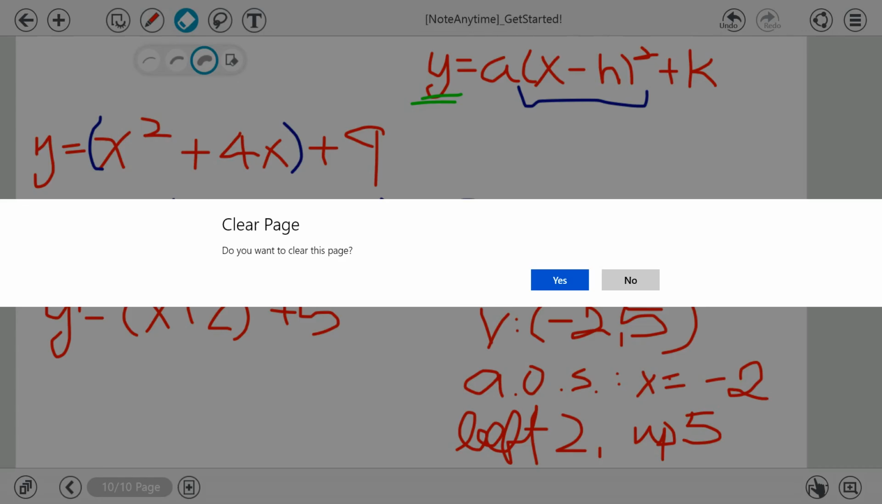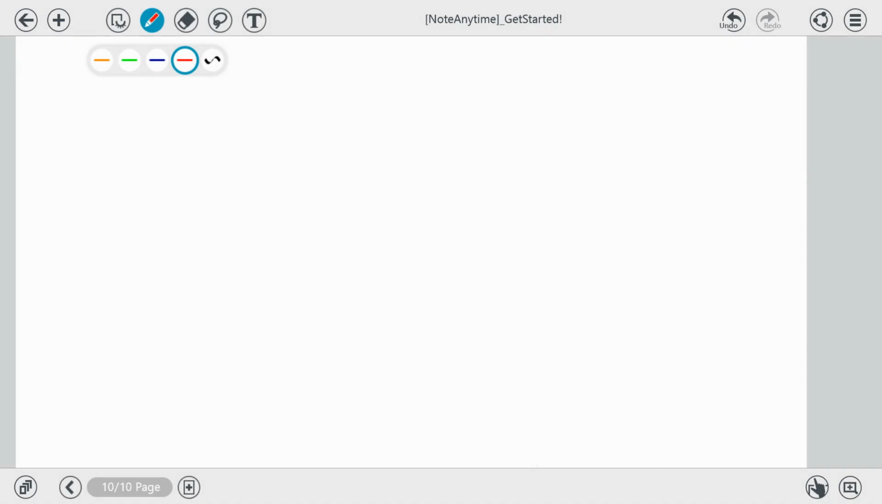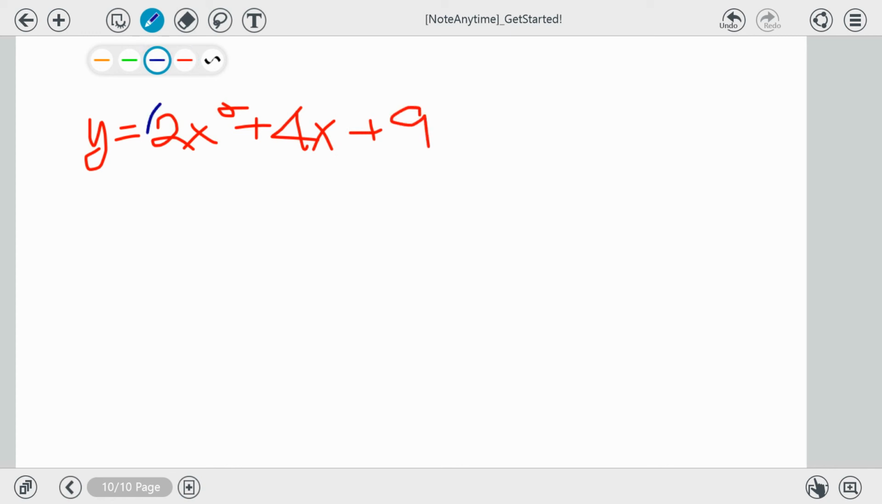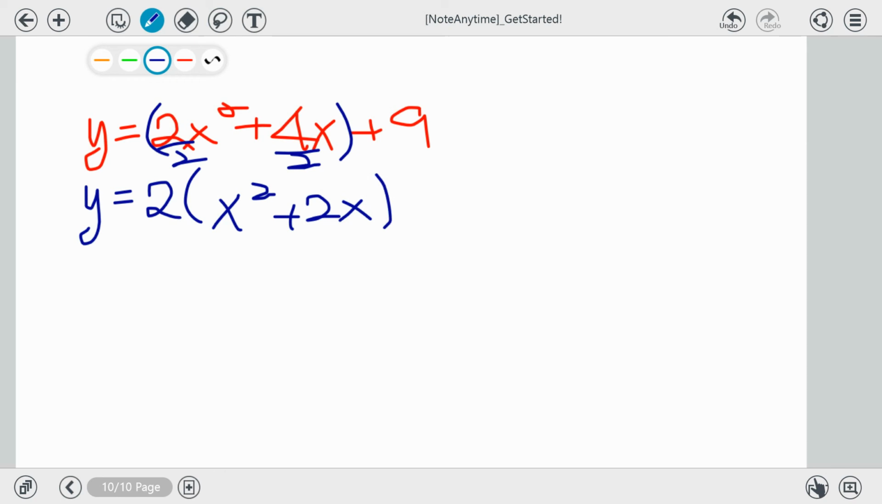Now let's look at the ones with a. So how about this? y is equal to 2x squared plus 4x plus 9. This time we have 2 outside. The procedure is the same, with the exception that we're going to add another step, which is factoring it out. We're going to factor 2 out of both terms, so that means we're going to divide these by 2. So we are going to end up getting x squared plus 2x on this part.